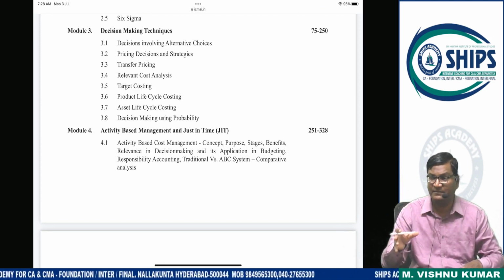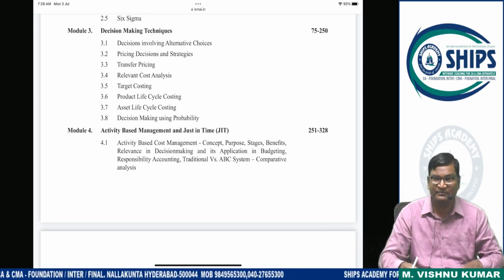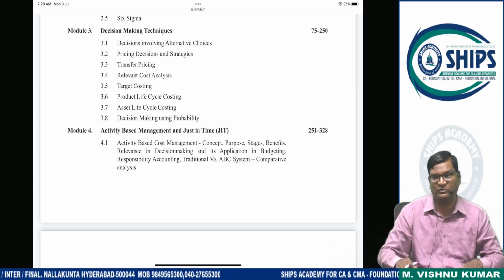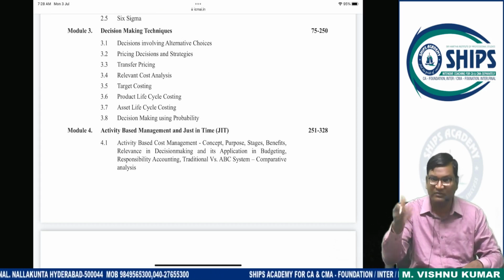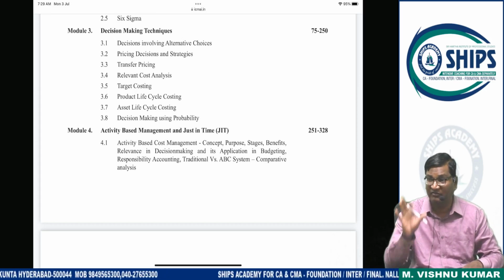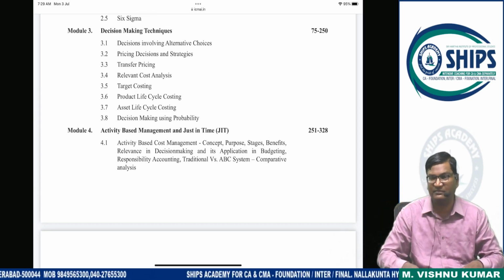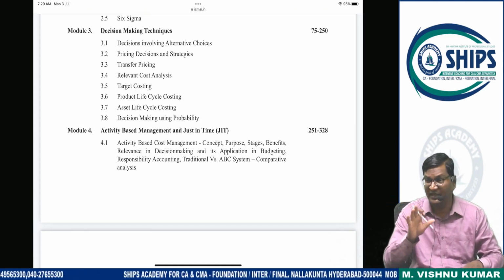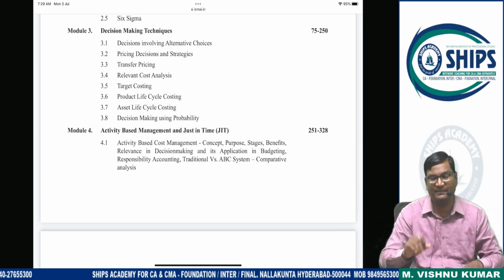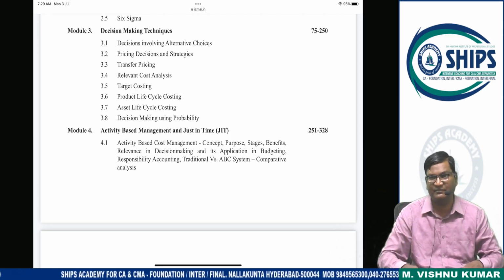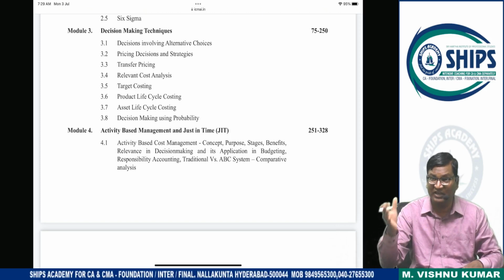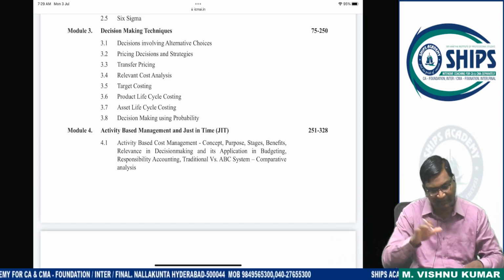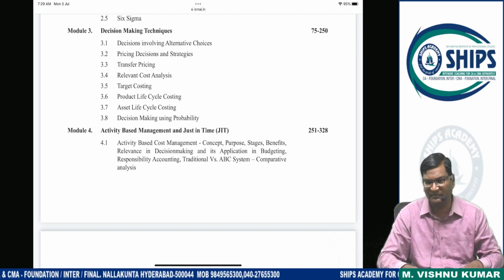So in relevant costing, sometimes fixed cost is relevant, sometimes variable cost is relevant, and sometimes variable cost is not relevant. It depends on whether it relates to that decision or not. If any cost is influencing that decision, if the cost increases and his decision can change, those costs will be included. I'll explain in detail, don't worry.